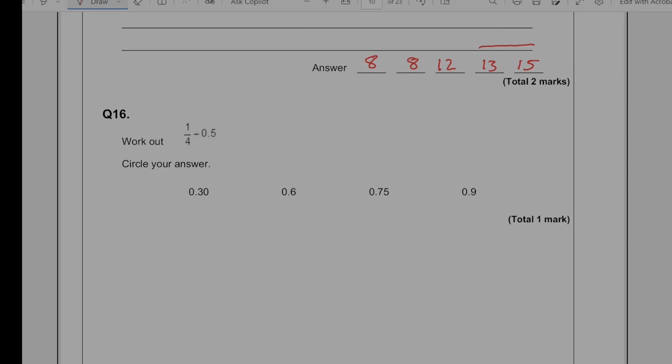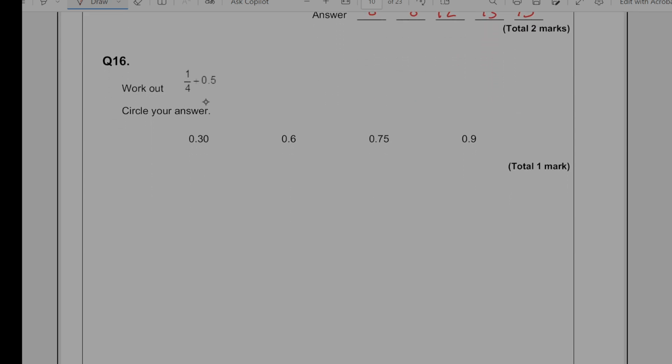Okay, question 16. Work out 1/4 plus 0.5. And it's giving it as a decimal, so I'm going to convert the quarter to a decimal, and I'm going to say that's going to be the same as 0.5 plus 0.25. So if I add those together, I'm going to get 0.75.